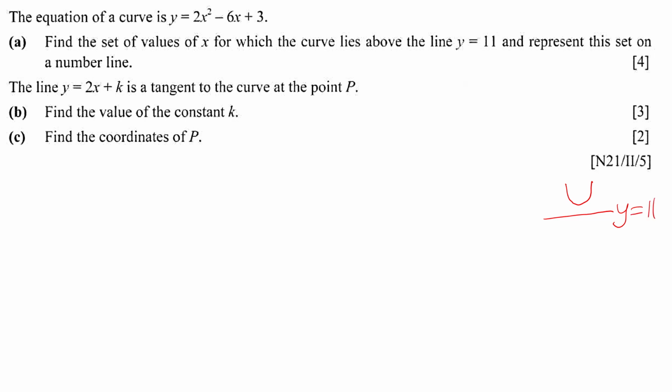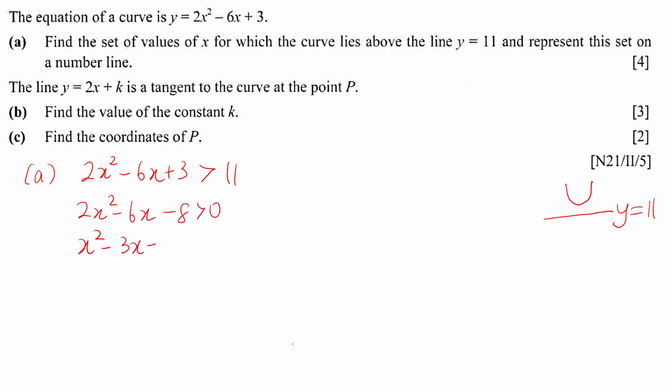So it means that the y values for your 2x squared minus 6x plus 3 are more than 11. See the diagram I've drawn for you. The y values, for all values of x, are more than 11. Right, so this will form a quadratic inequality, where we can factorize it.